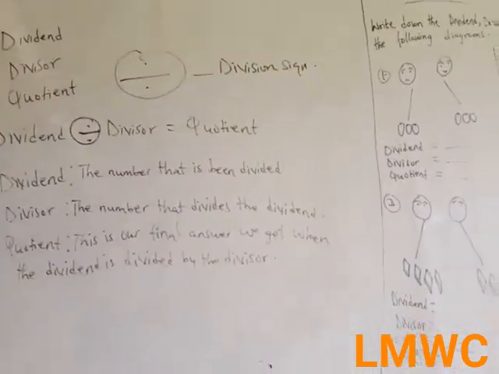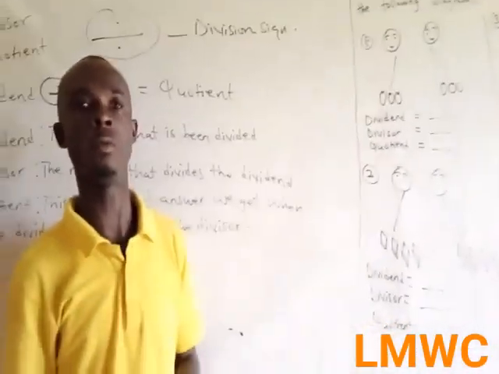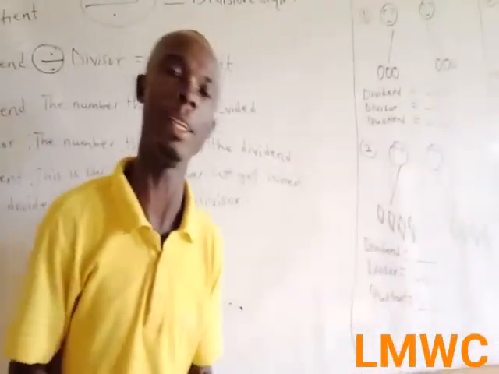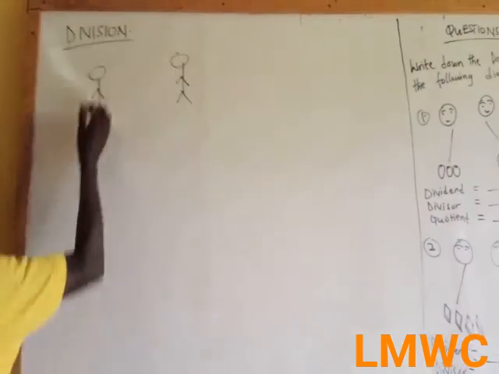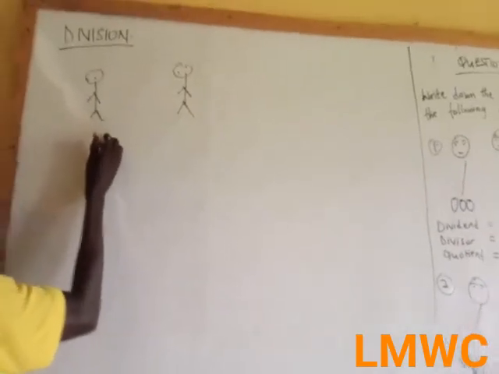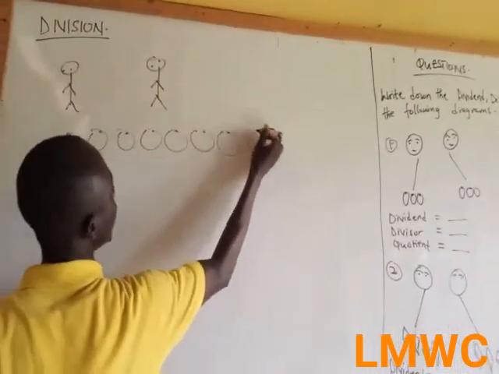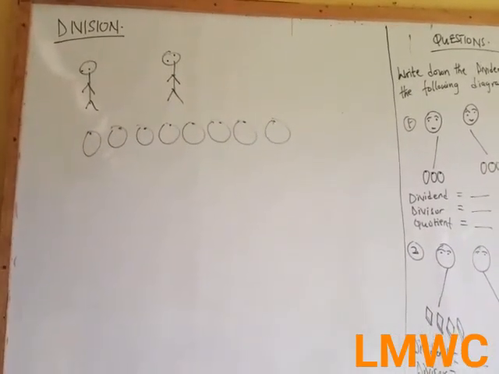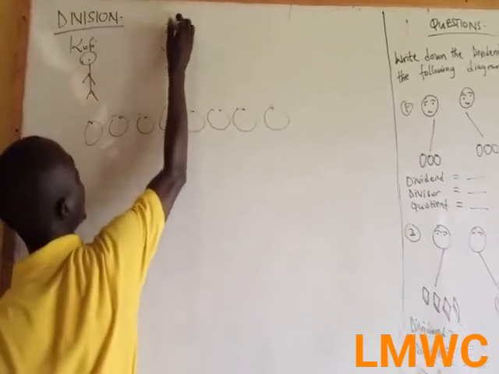So let's take two people, for instance. If these two people are given 8 oranges to share, how many oranges will each get? So these are the two people, maybe Amma and Kofi. They are given 8 oranges to share. These are the oranges, 1, 2, 3, 4, 5, 6, 7, 8. So we want to know how many oranges will each person get. So now, let me name here Kofi, Amma.